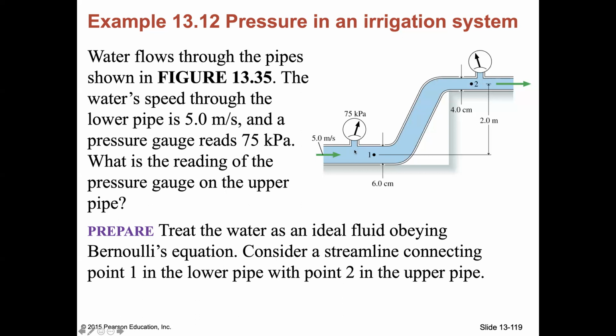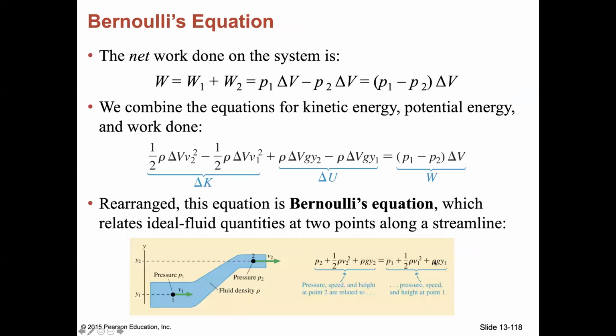There are some parameters given here. The velocity at the beginning is 5, the diameter is 6 centimeters, and the pressure is 75 kPa. On the other side, the diameter of the tube is 4 centimeters, and the height difference is 2 meters from the lower tube to the higher tube. Now let's calculate the pressure here. Of course, it's directly an example of the Bernoulli equation, so we can use the Bernoulli equation to do the calculation.